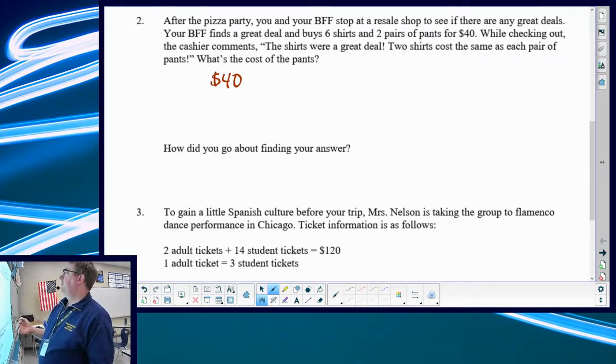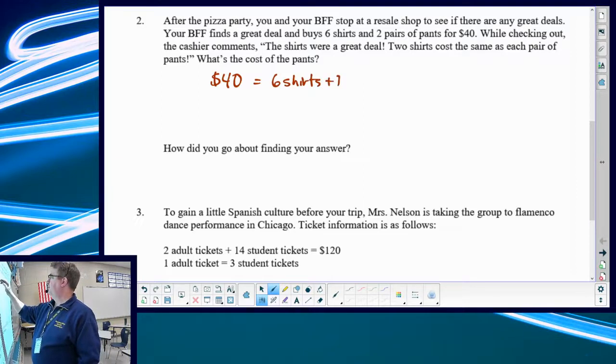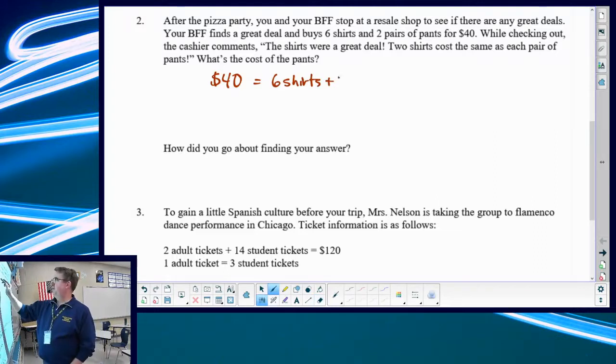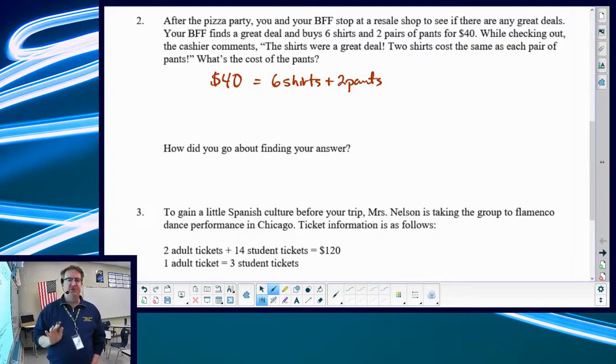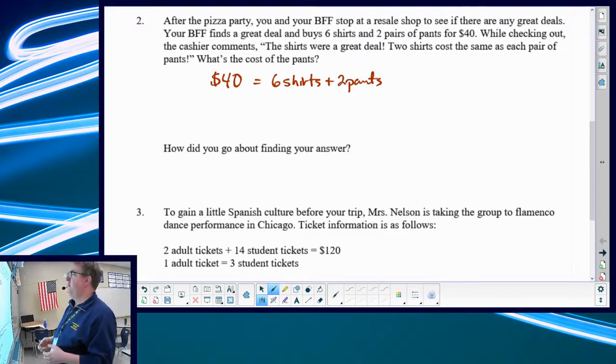This is the one that I usually start seeing people have equations. They're like, okay, that's 6 shirts and 2 pairs of pants. And then they start messing with numbers. Lots of guessing and checking, and that's okay. That's how you can get a feel for things.